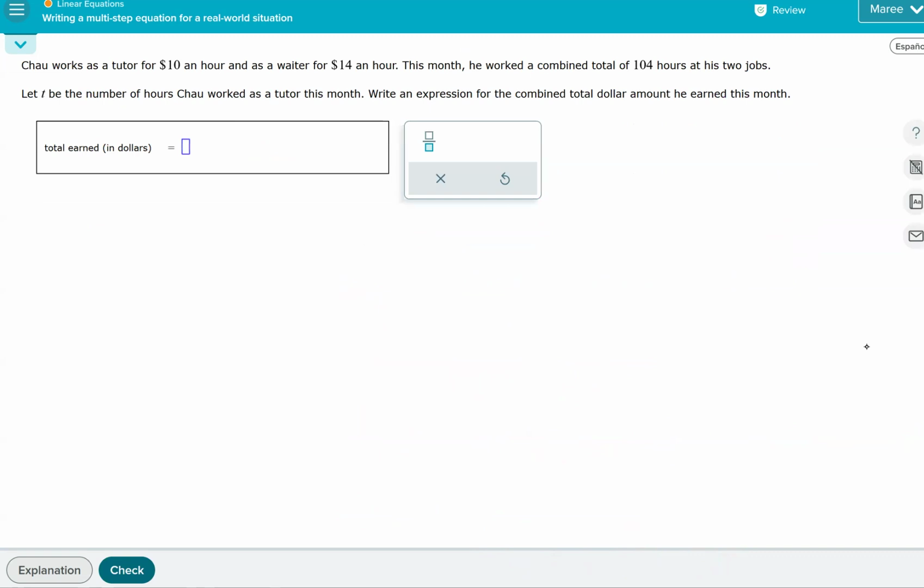So Chow works as a tutor for $10 an hour and as a waiter for $14 an hour. This month, he worked a combined total of 104 hours at his job. So we're going to use similar steps that we did in our last problem. So let's just put down, it says T is the number of hours that he worked as a tutor. So we can put 10 times T, so he's making $10 for each of those hours, plus, and then he did 14 as a waiter. So we'll use W, and that equals total that he earned.